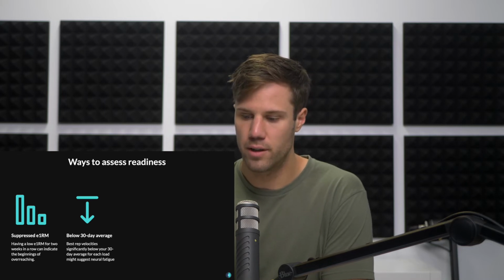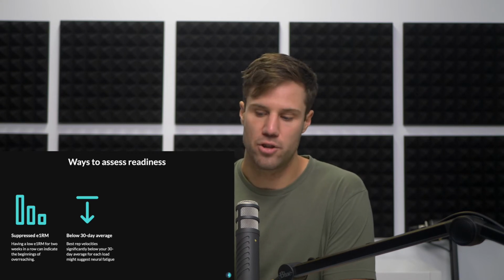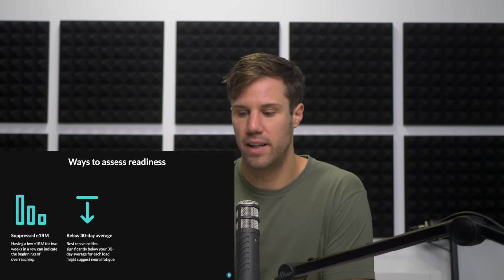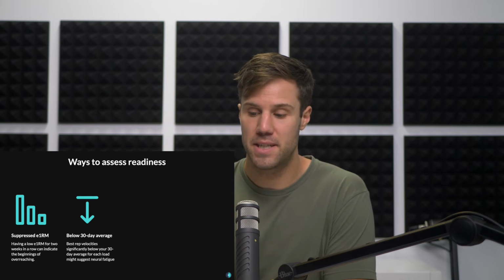I prefer, though, a method called the below 30-day average method. So in this system, what you're looking for is your best rep velocity across all your weights, warm-ups and work sets included. You're looking to see if your best rep velocity is below your 30-day average for each load. And again, that might suggest neural fatigue within the context of your own training history. So on your deadlift, you go 60, 100, 140, whatever it might be on those 3 weights. If you're 5-10% below your 30-day average for those same warm-up sets, because they're pretty consistent, pretty standard warm-up sets, if your best rep velocity is below your 30-day average for all 3 of those, you might be in a state of low readiness.